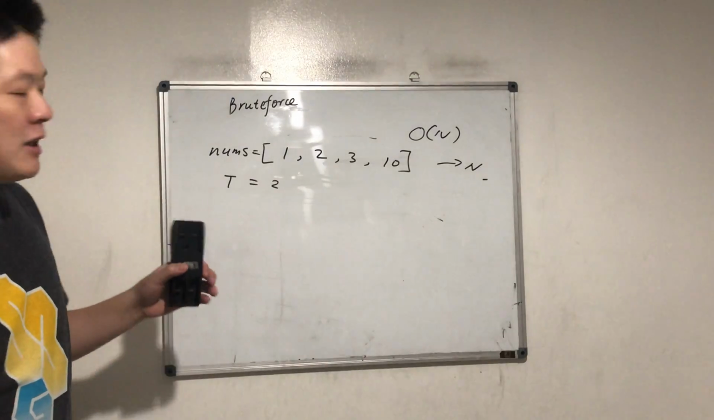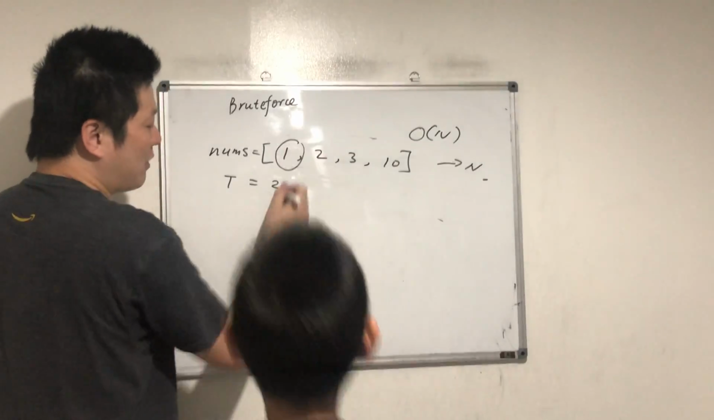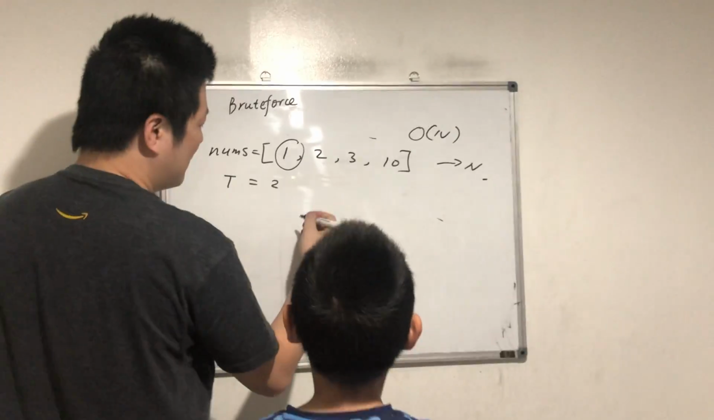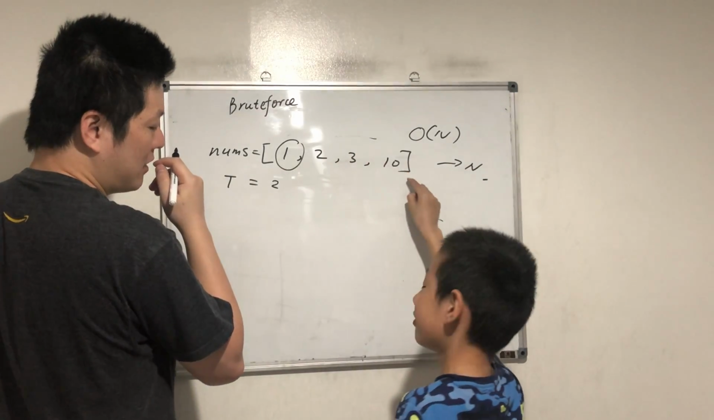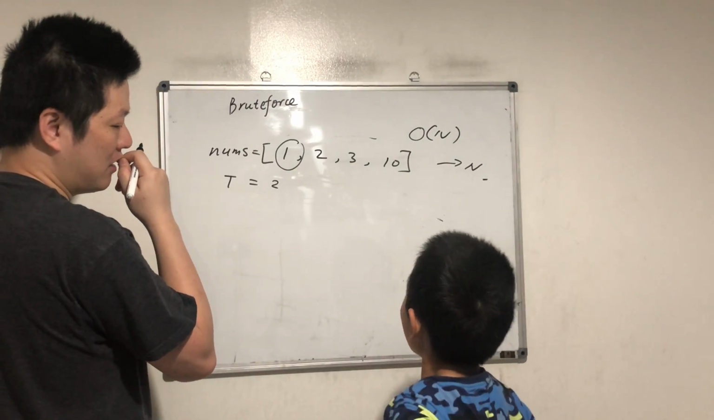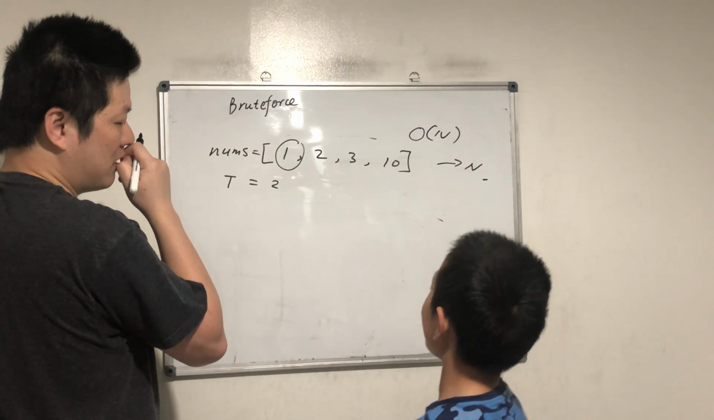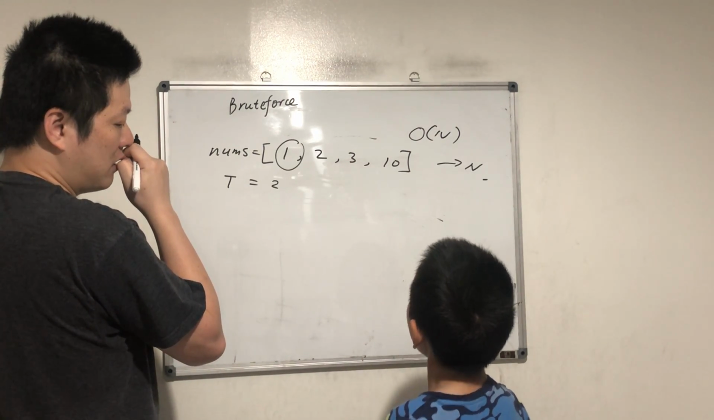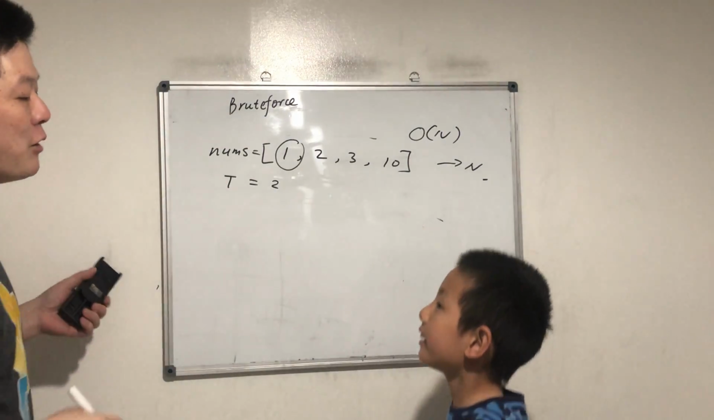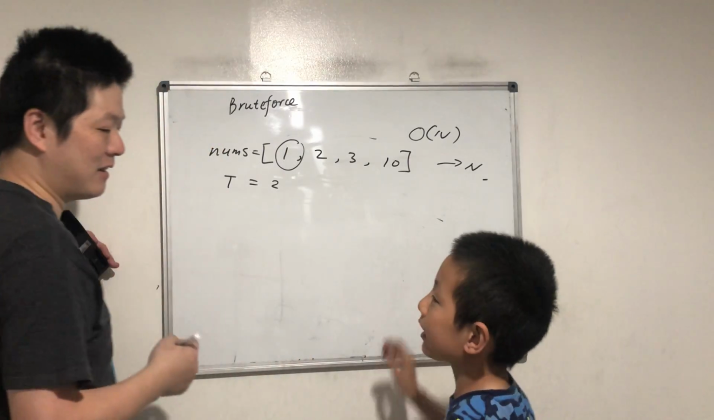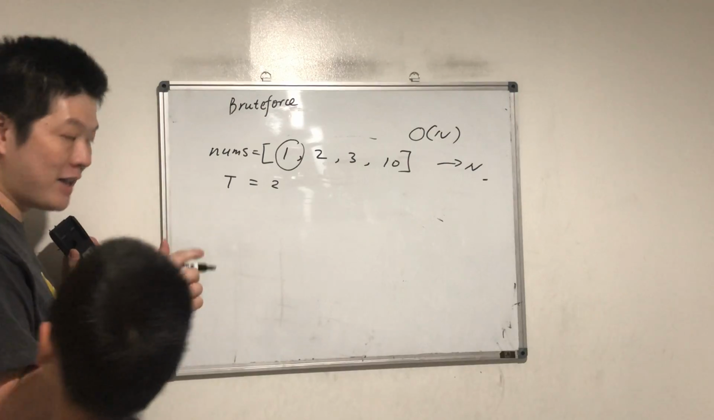So if we take away these numbers, what should we do next? Say the remaining is 2, 3 and 10, then we add 2, add 3, add 10, and then divide by count, which is 3. And we divide by n minus 1.